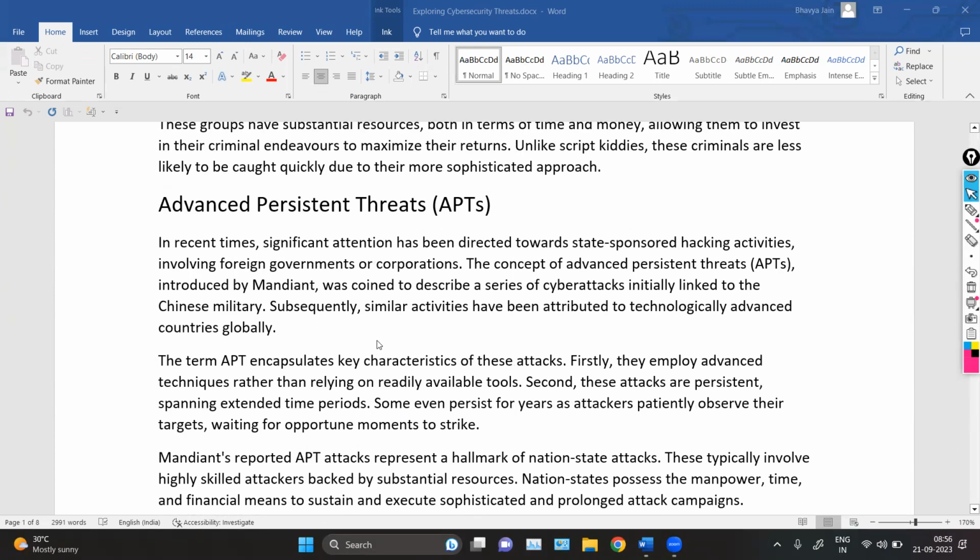Then we have advanced persistent threats. In recent times, significant attention has been directed towards state-sponsored hacking activities.